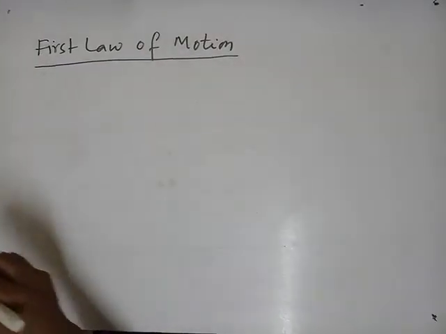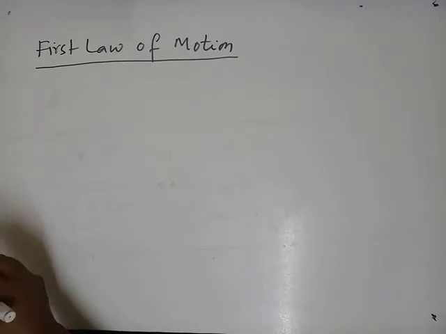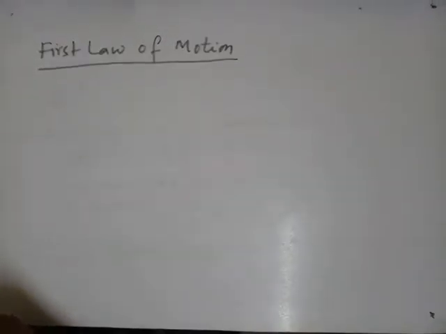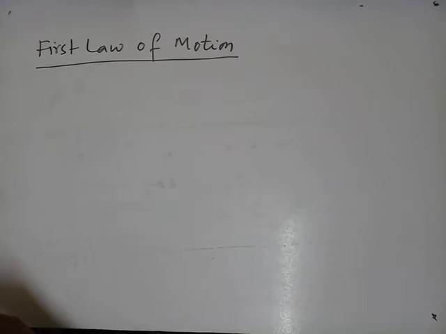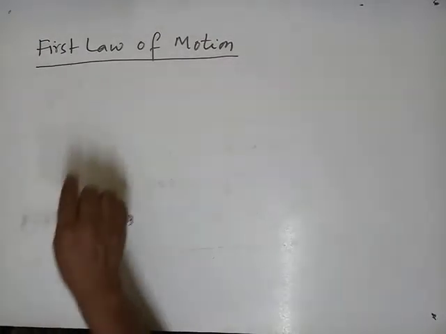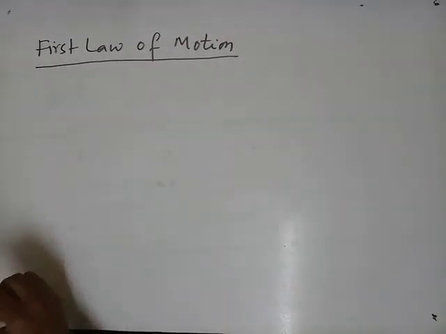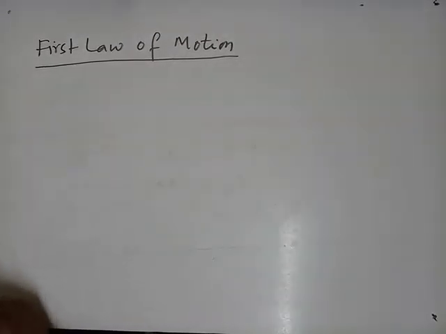It was Newton who presented 3 fundamental laws that govern the motion of an object. These 3 laws are known as Newton's laws of motion. This is the first law of motion. It states that an object remains in a state of rest or of uniform motion in a straight line unless compelled to change that state by an applied force.